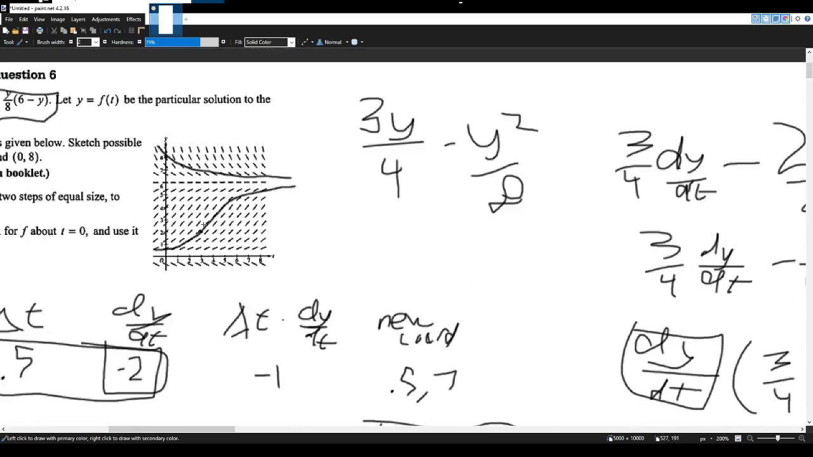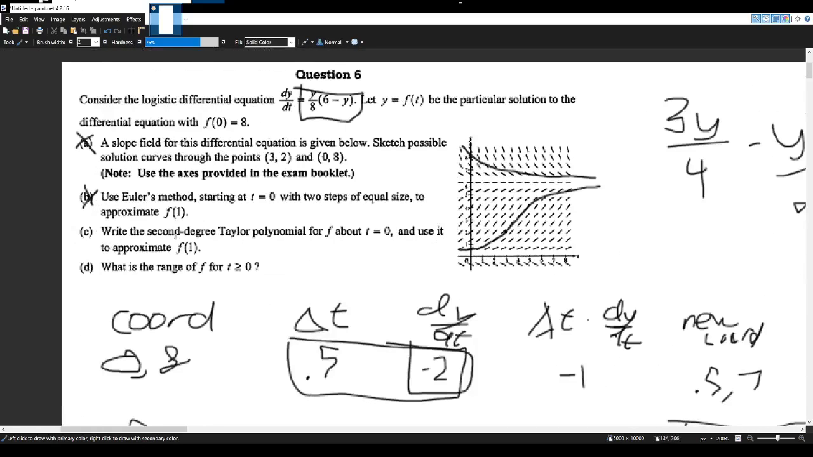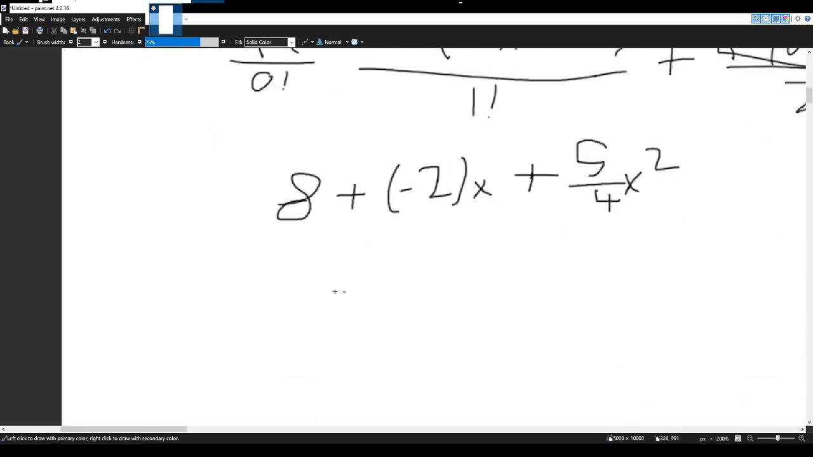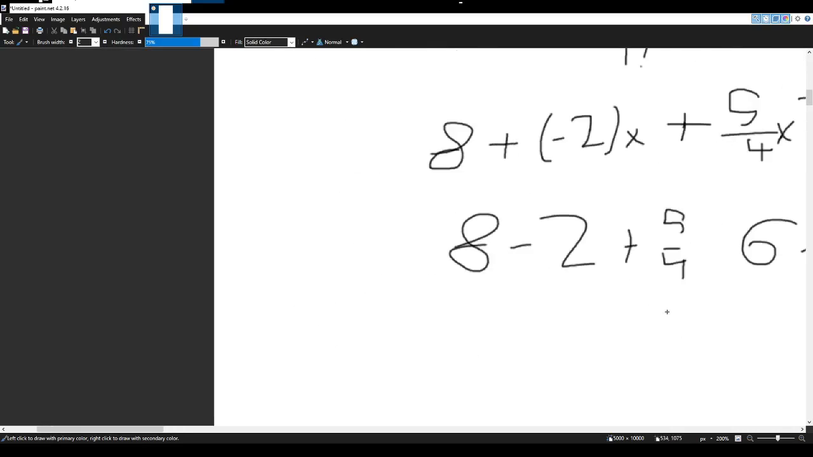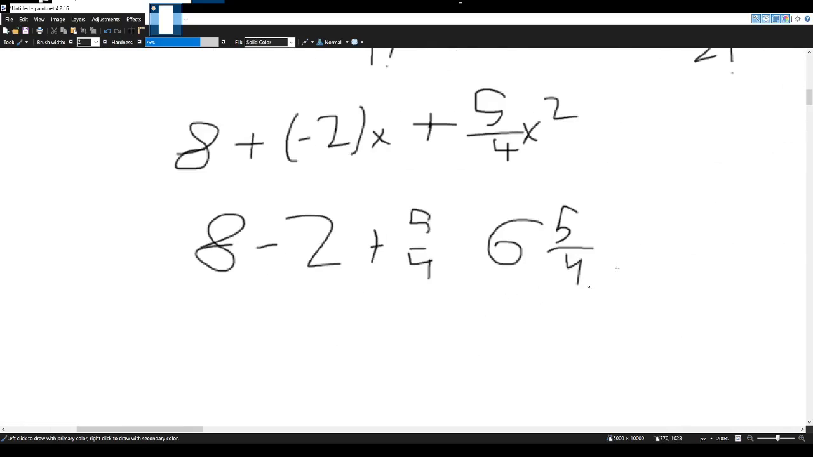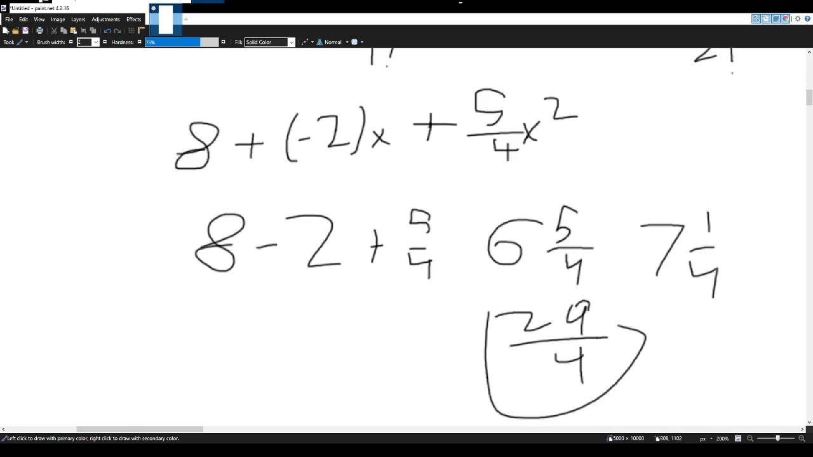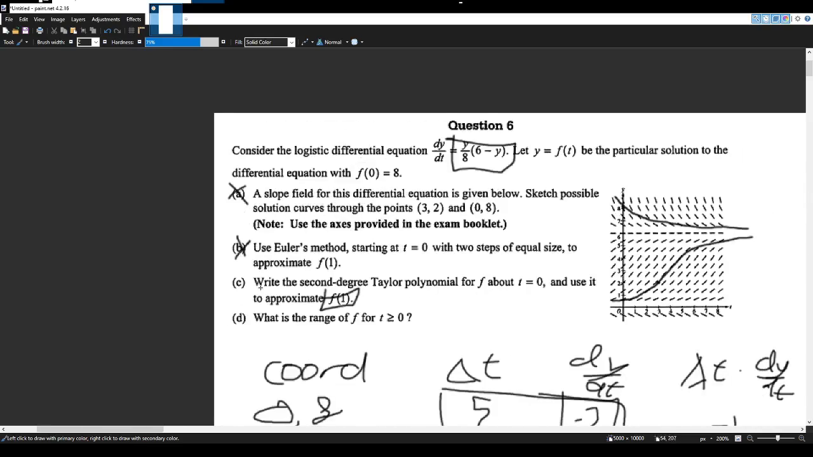And now we want to plug in 1 to find the approximation at 1. So of course 8, -2 times 1, minus 2, plus 1 squared is 1, 1 times 5 over 4, 5 over 4. So that's going to be 6, and 5 over 4, or 7 and 1/4, or what, 29 over 4, whatever they want. I don't actually think it matters, but we're just going to say that. So that's our answer for this.